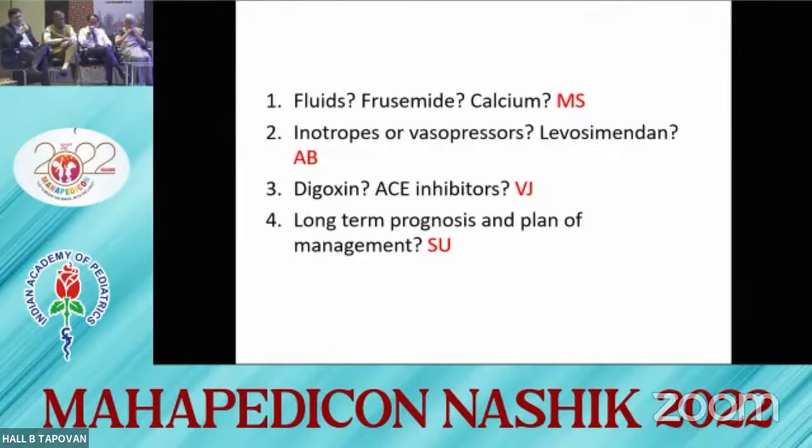What about the role of digoxin and ACE inhibitors right now in shock management? No. I think they are for the chronic phase. Right now, they're not required. What about NSAIDs?